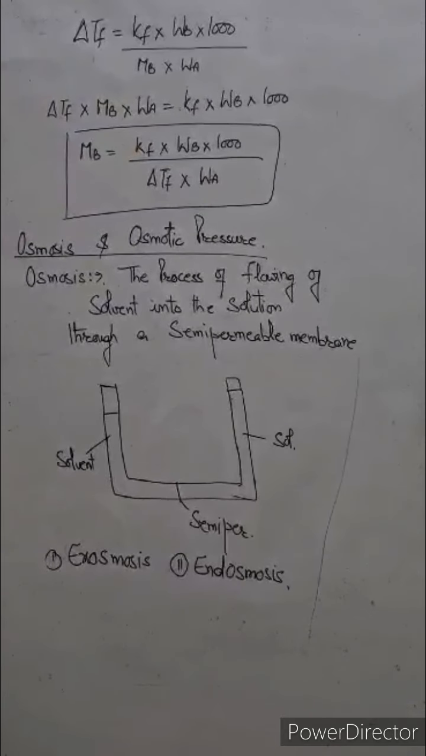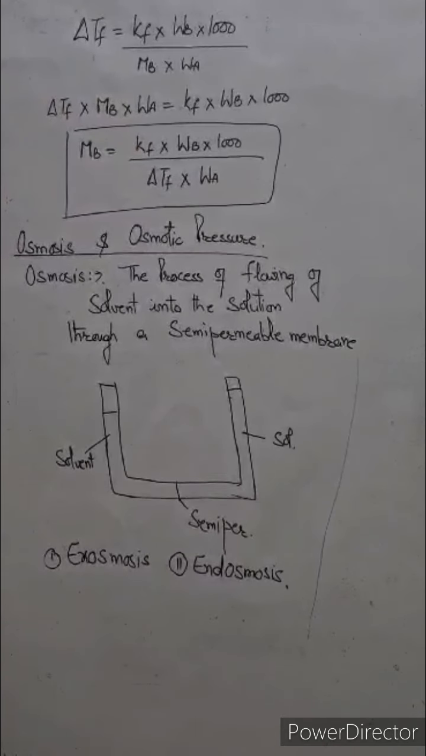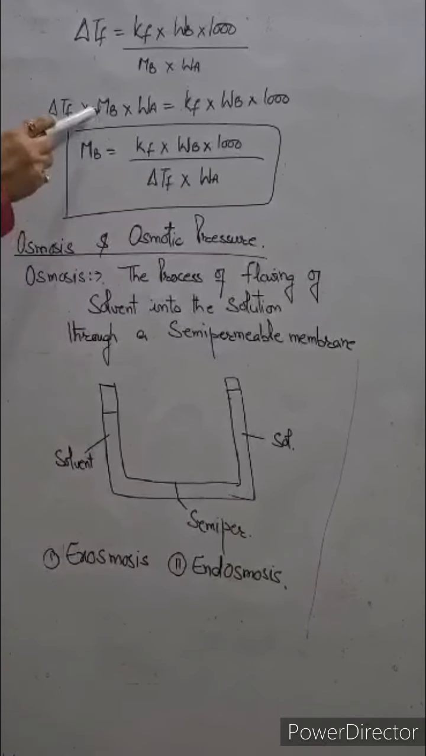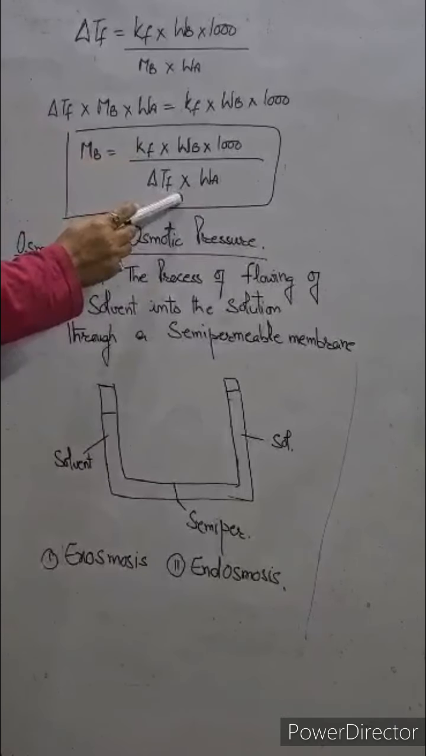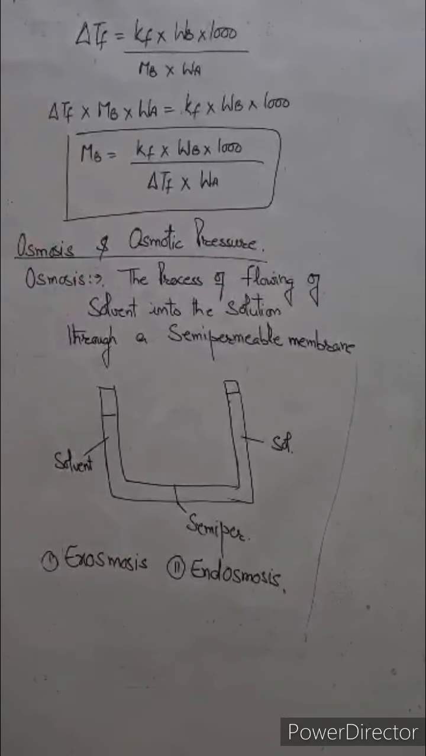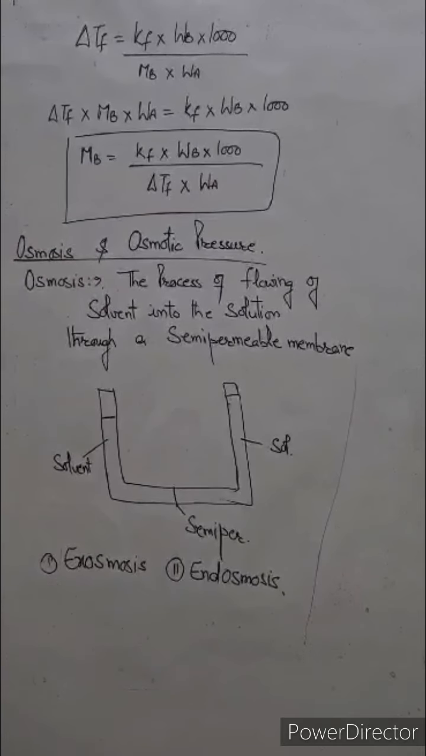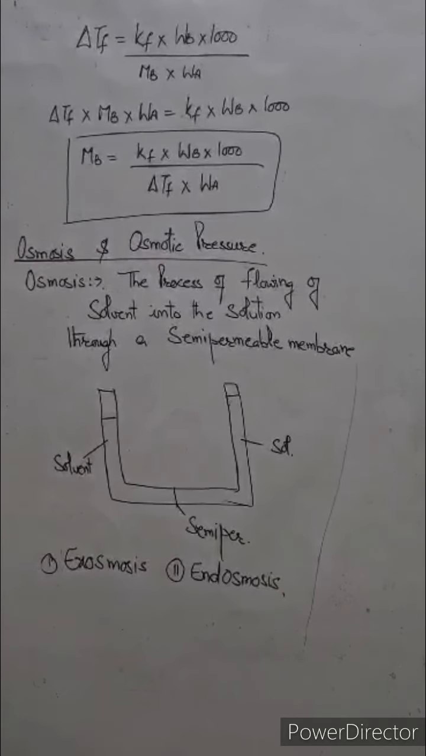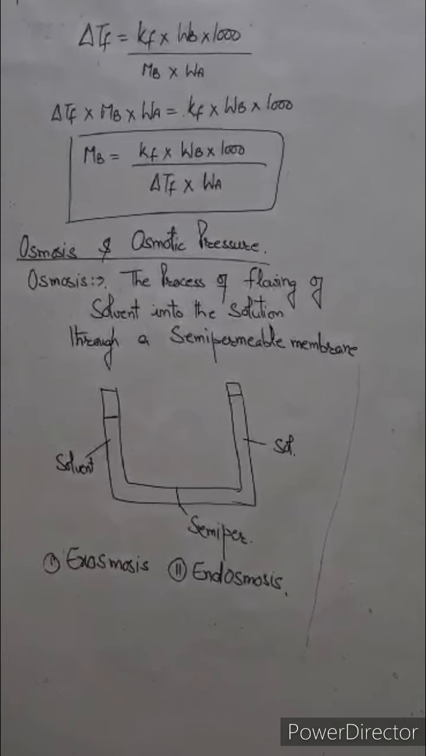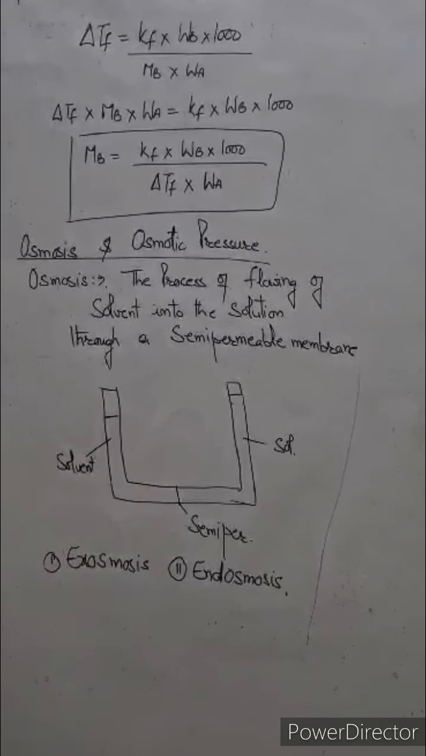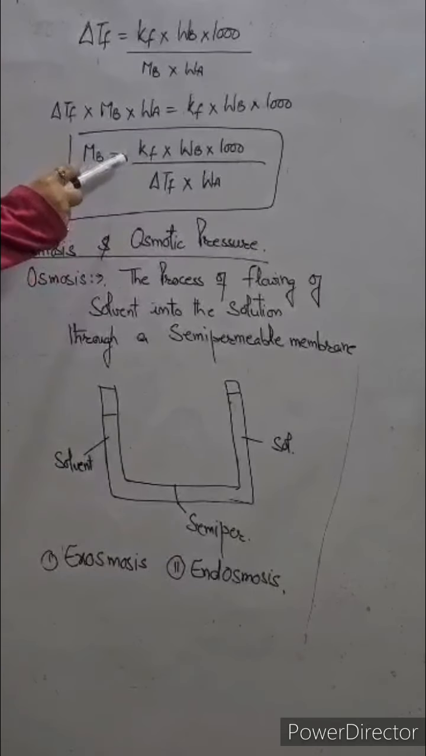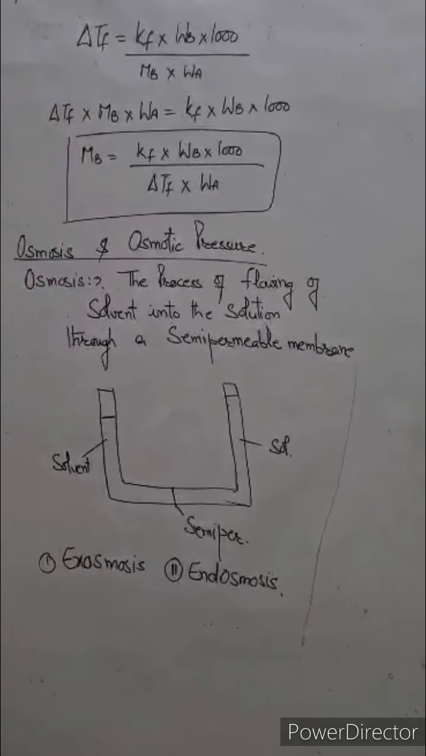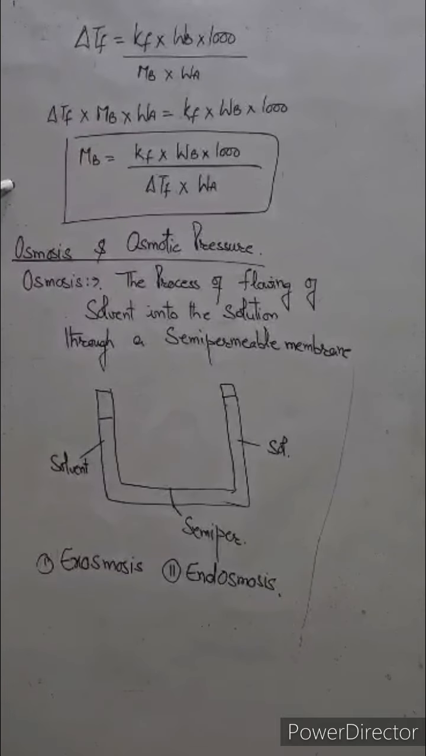And the question is determination of molar mass of solute. And here you know MB is the molar mass. So MB is equal to KF into WB into 1000 upon delta TF into WA, right? It is similar to the elevation in boiling point, when we were calculating determination of molar mass of solute from elevation in boiling point. The only difference is that we write delta TB and instead of KF we were writing KB. Otherwise the questions are the same, right?